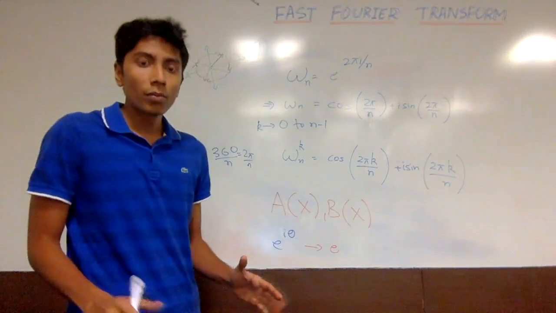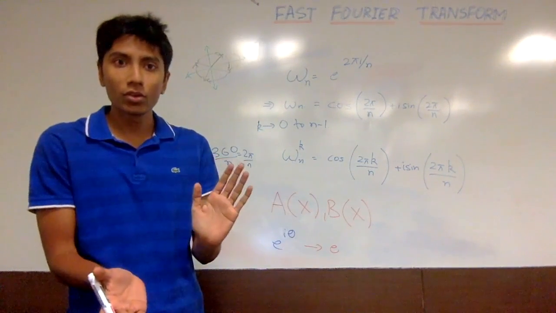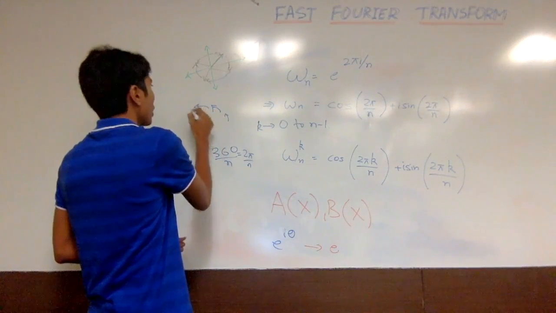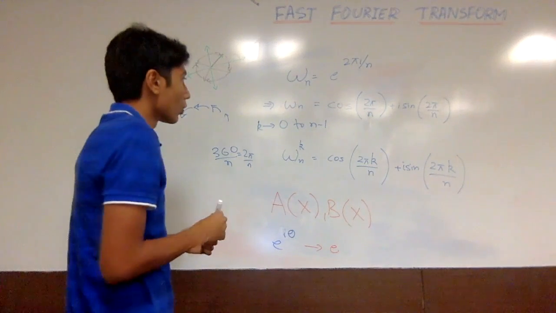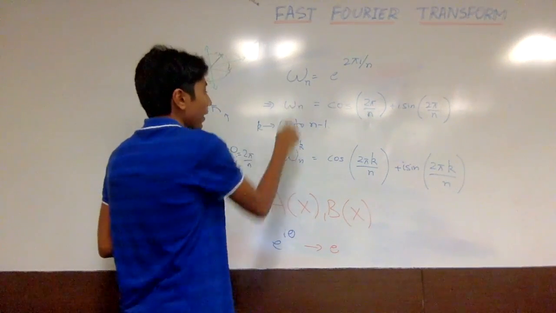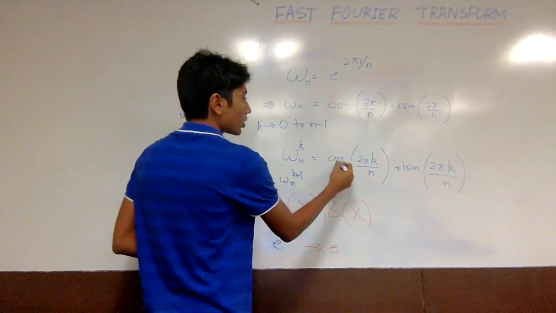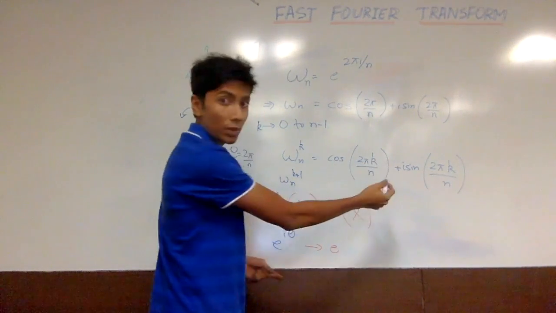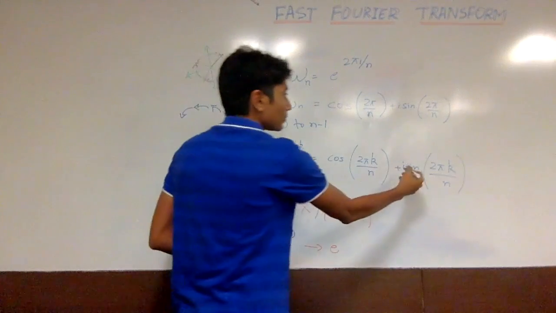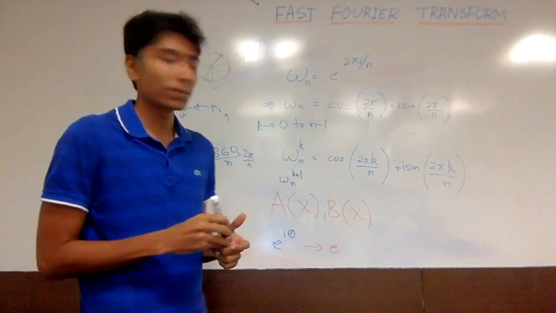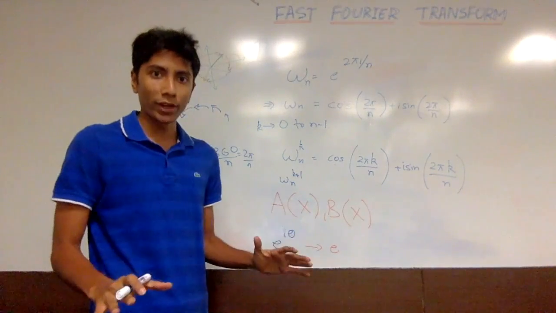Why? Because we said that the angles are added up as you multiply two complex numbers. So whenever you are multiplying by another w_n, which would give w_n^(k+1), this would turn into cos of 2 pi (k+1) by n, and i sine of 2 pi (k+1) by n. So we have the points.